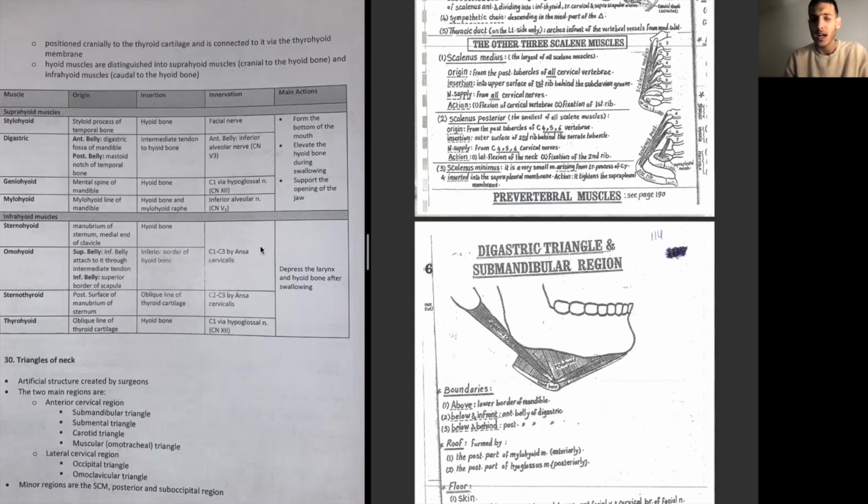So stylohyoid, from its name, I would say that it originates from the styloid process of the temporal bone and inserts into the hyoid bone, and it is innervated by the facial nerve. All of those muscles superior to the hyoid bone have the same functions, and mainly they elevate the hyoid bone during swallowing. That's the main function, and there are other functions that you can go through.